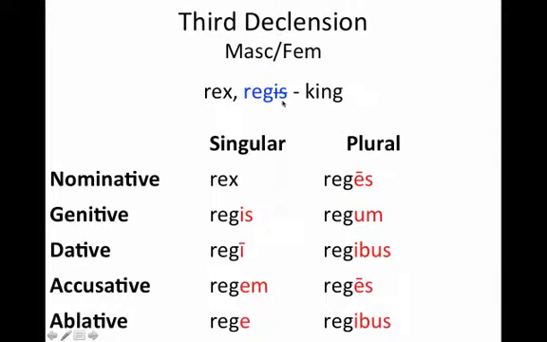Then we go to our genitive singular here in blue to get the stem for the rest of our endings. And we drop off that IS, and that gives us the stem of reg, which we're going to add our third declension endings for the masculine and feminine onto. So, when this is done, our declension goes like this: rex, regis, regi, regem, rege, reges, regum, regibus, reges, regibus.